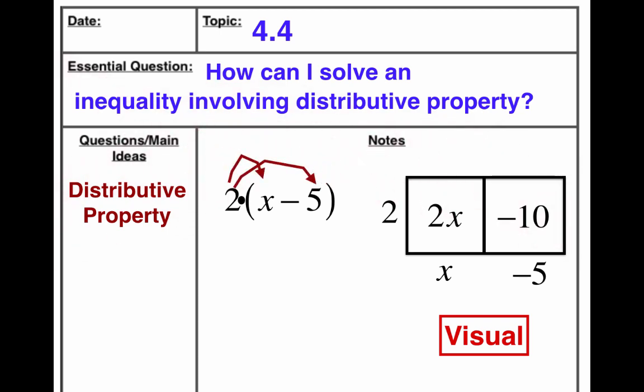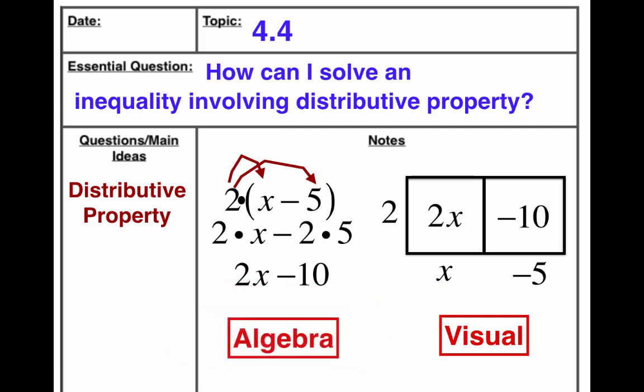Instead, they just use these little arrows to show that we've got to multiply 2 times the x and 2 times the 5. 2 times x minus 2 times 5. Well, that's 2x minus 10. So our answer is 2x minus 10, and that's our algebra strategy of doing it. Both ways work really great. The reason I'm showing you all this distributive property is because it's going to show up in some of our problem solving that we need to do today.